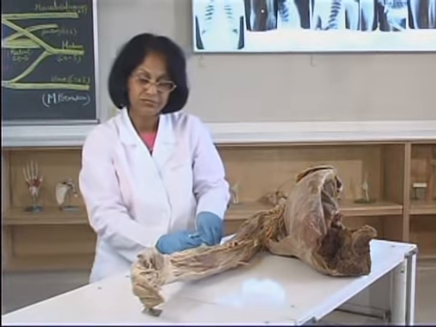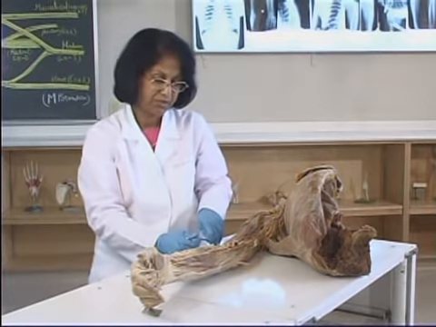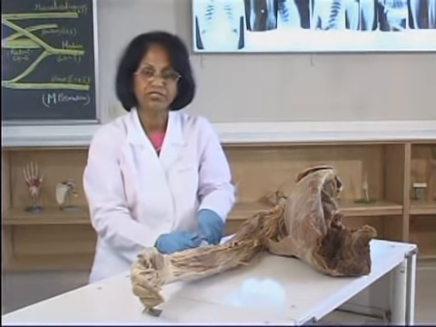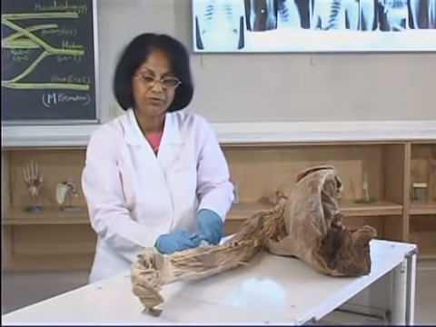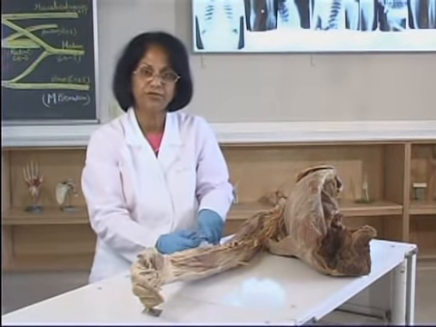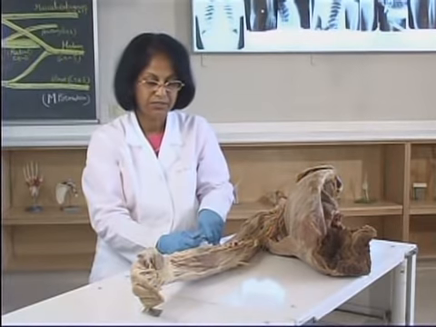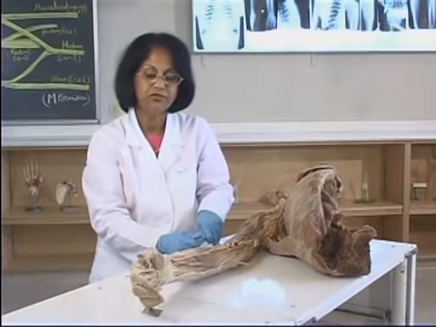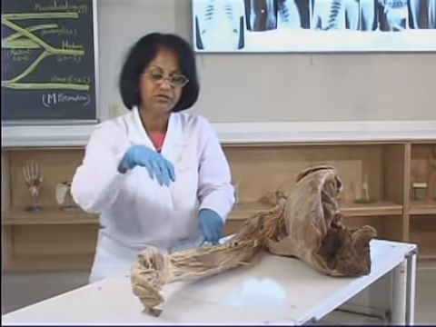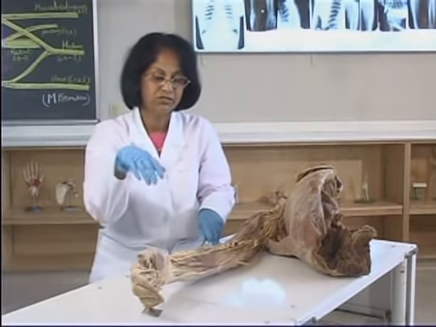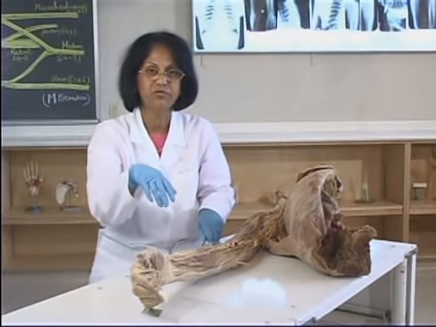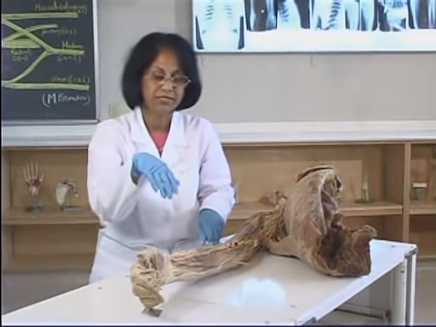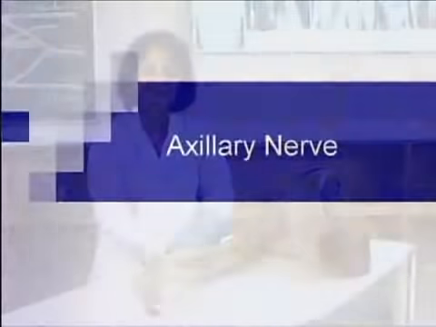Injury to this nerve gives a condition which is called wrist drop, because many of the extensors of the wrist are supplied by this nerve, and with paralysis of this nerve it produces a condition where the hand goes down into a very flexed position, and that is called wrist drop.